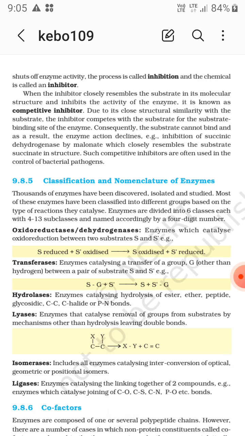Oxidoreductases and dehydrogenases. Now what does this class do? Enzymes which catalyze oxidoreduction between two substrates S and S dash. First, S is reduced. After the reaction, S is oxidized. S dash is oxidized. After the reaction, S dash is reduced. So it's opposite, right? So this is oxidoreductase and dehydrogenases. Remember, it is dehydrogenases, oxidation and reduction.